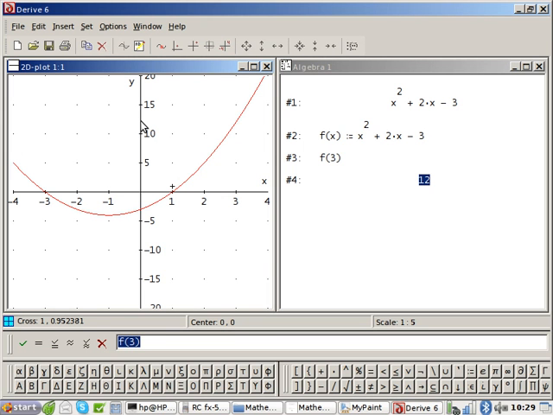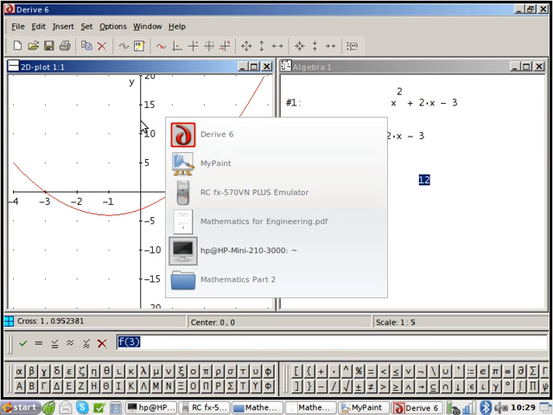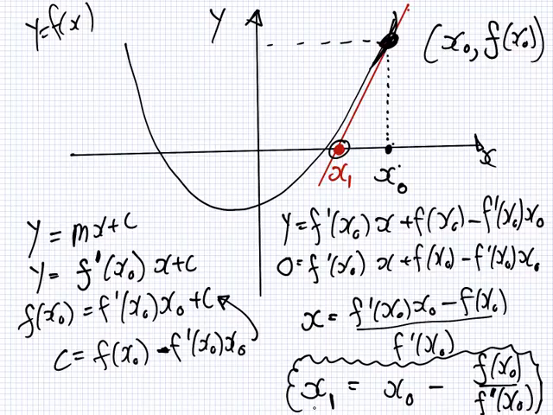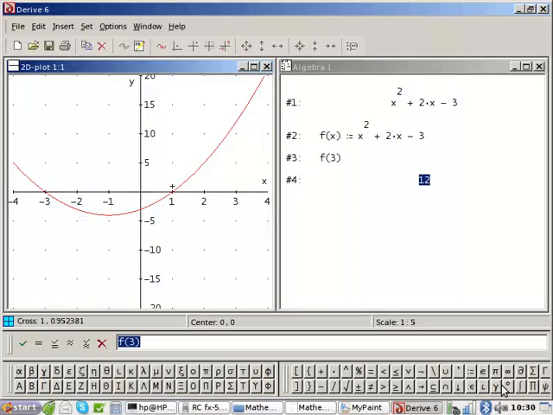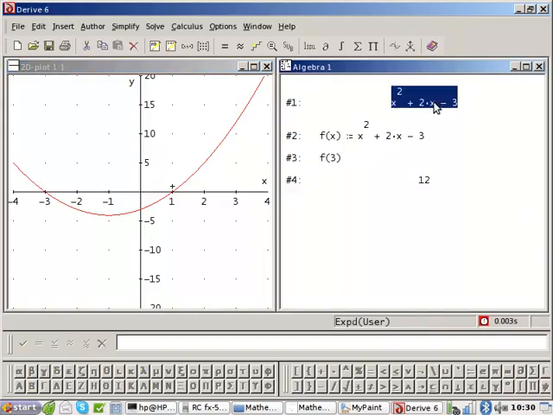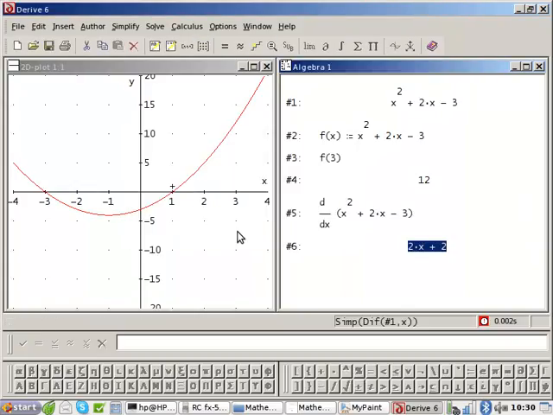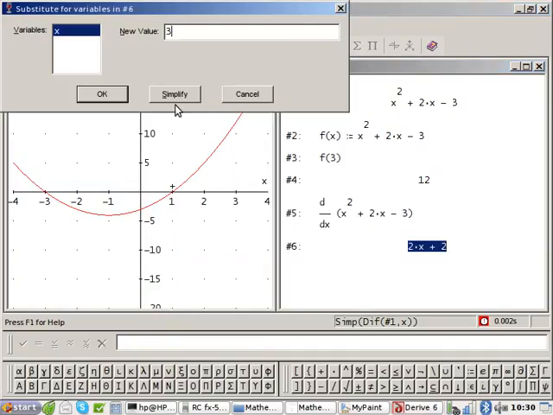But let's use this new formula I have that says a better answer is my old answer. If you want to think about this, better answer equals old answer minus f of x0 over f derivative x0. Do we have the derivative? No, let's calculate it. What's the derivative here? 2x plus 2. 2x plus 2, isn't it? Okay. So, what happens when I put in 3?